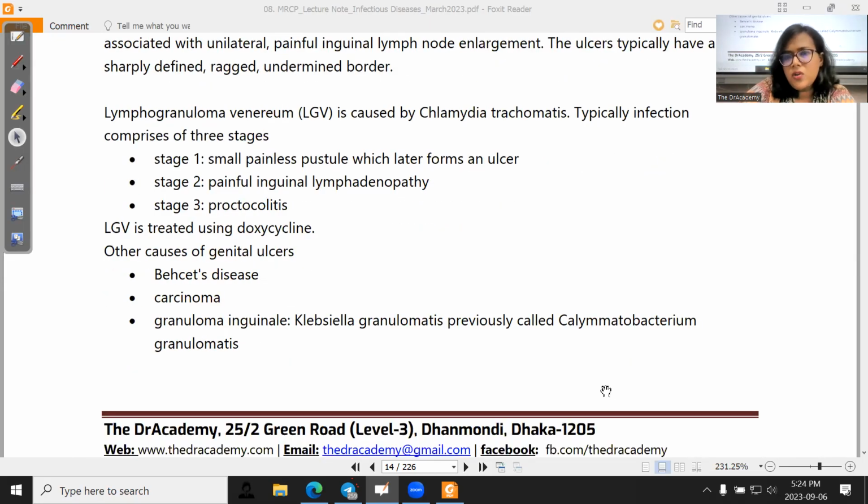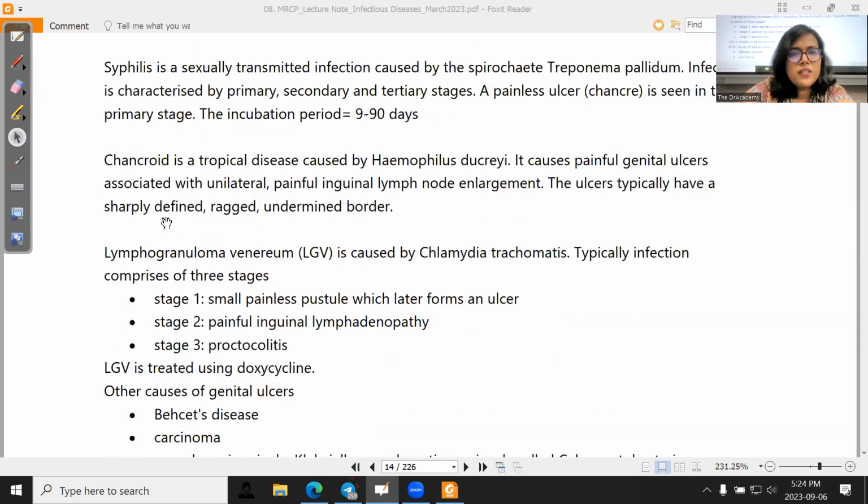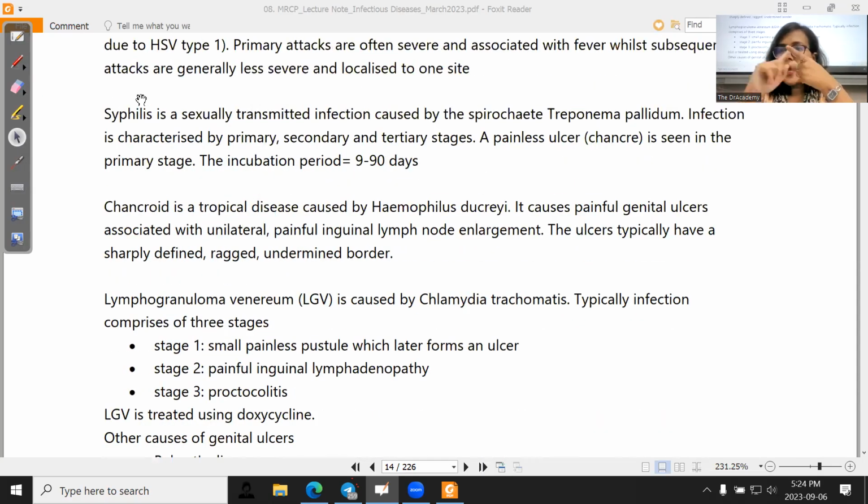Granuloma inguinale, not really important. Just try to remember these particular ones, okay? Chancre, chancroid, and herpes simplex, which is painful, and LGV. Ulcer is painless, but the lymph node is painful. Okay.